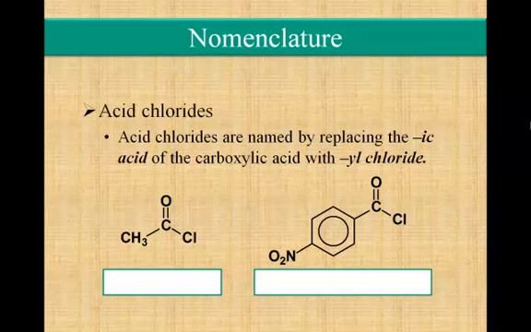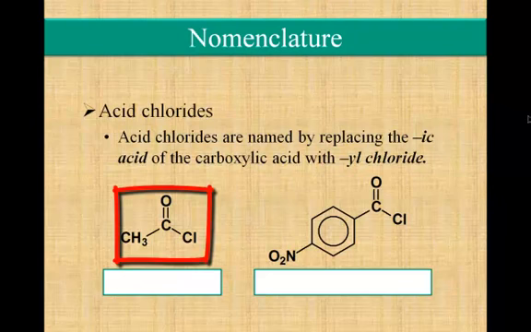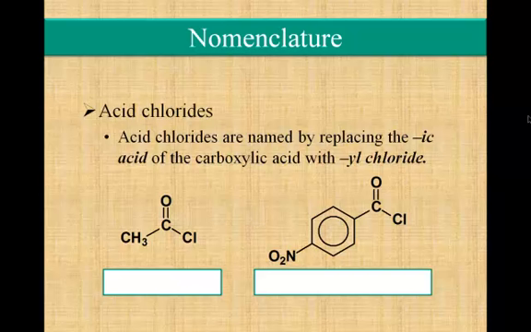Let's talk about nomenclature first, and let's look at acid chlorides. These derivatives are named by replacing the ic acid from the name of the carboxylic acid with yl, followed by the name of the halogen. So our first example, this compound is derived from a 2-carbon acid. That would be acetic acid. So I'm going to replace the ic acid with yl chloride. So the name of this compound is acetyl chloride.